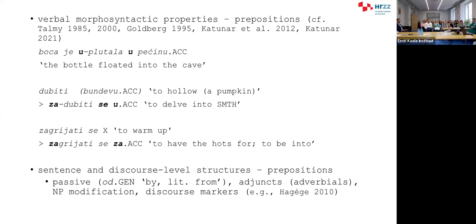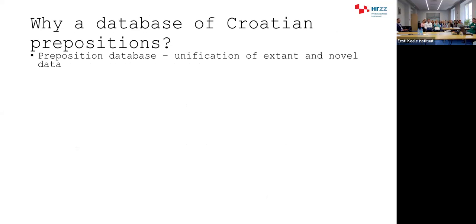And of course, on the level of sentence and discourse structures, so something that's not necessarily directly tied to verbs, you still get prepositions as discourse markers and non-modifications. So you go outside of the sentence core and you can go into the sentence periphery if you focus on them. Now, why a database of Croatian prepositions?